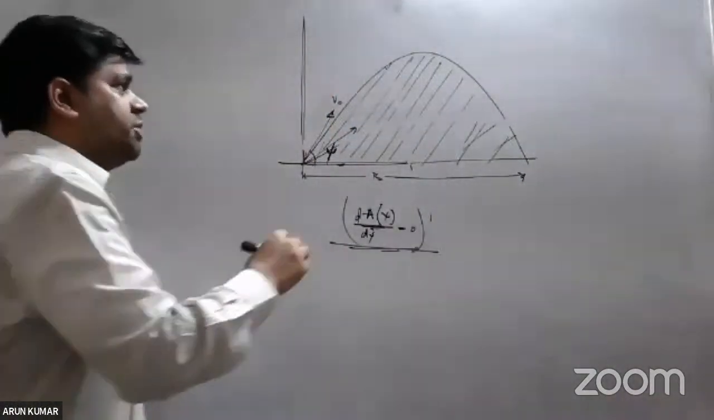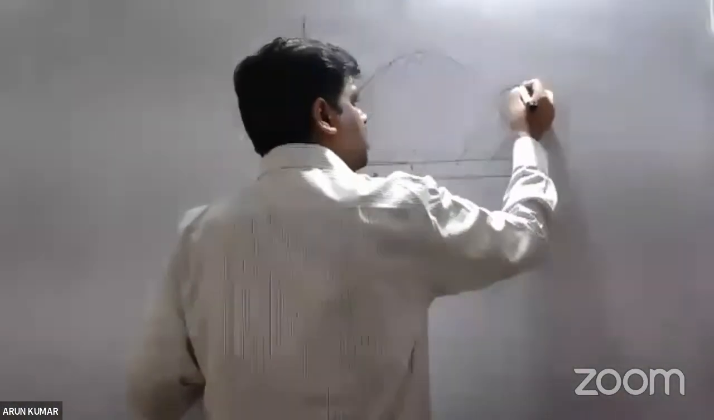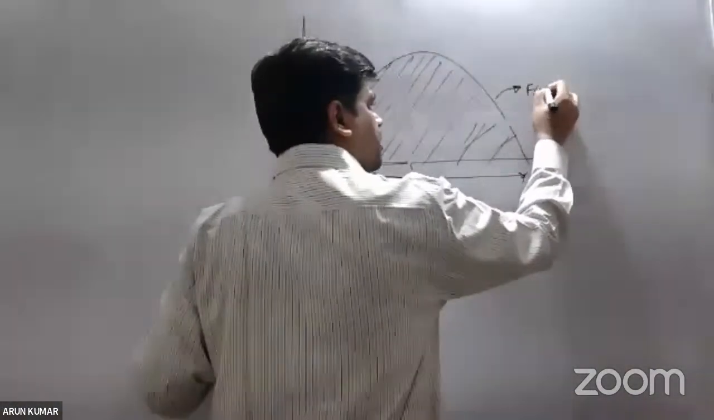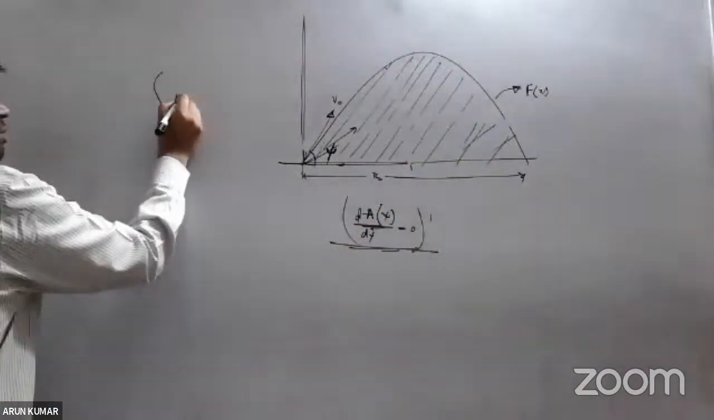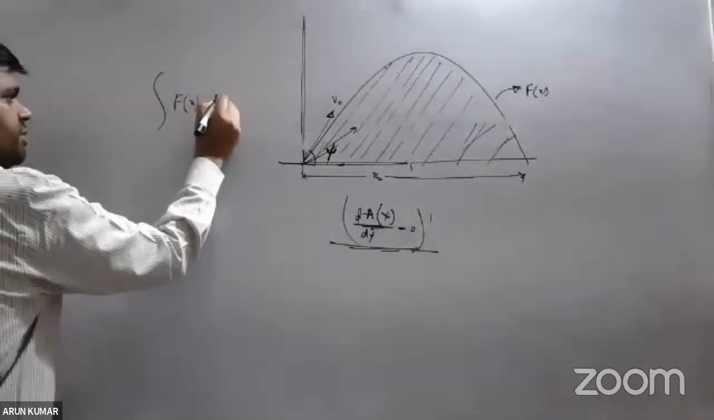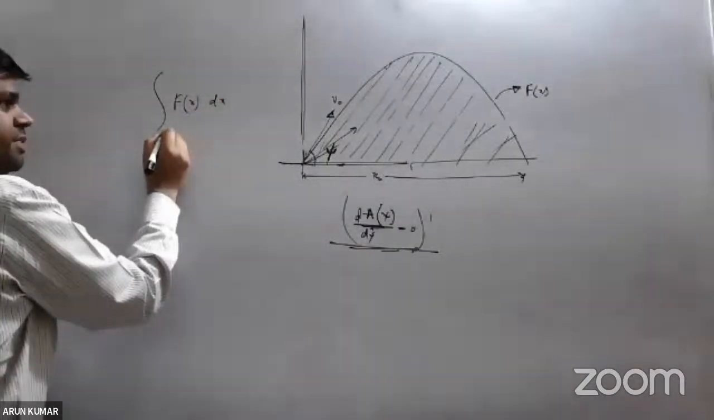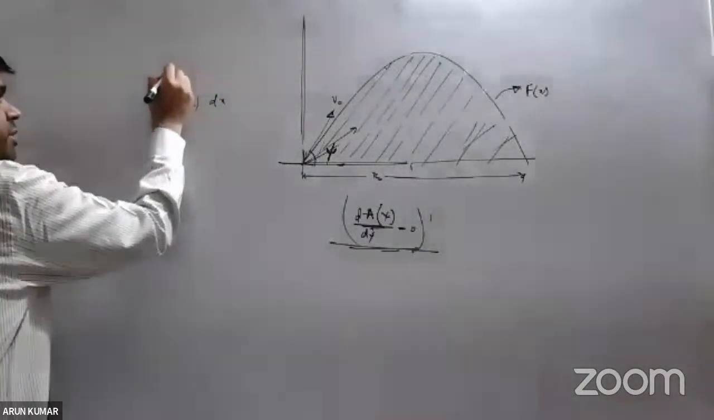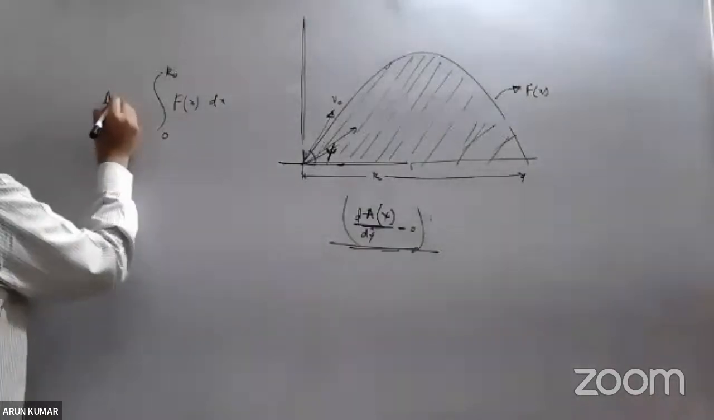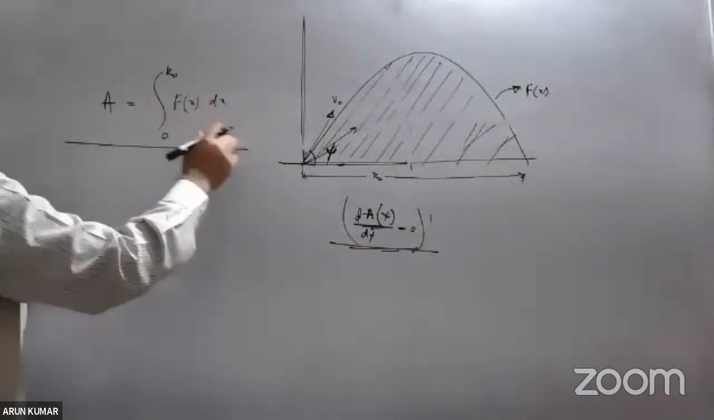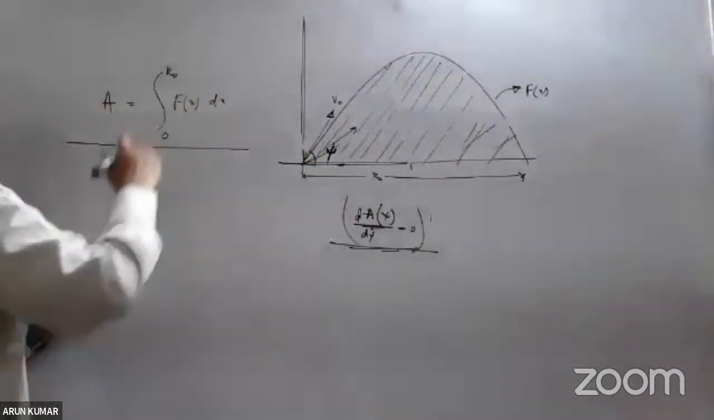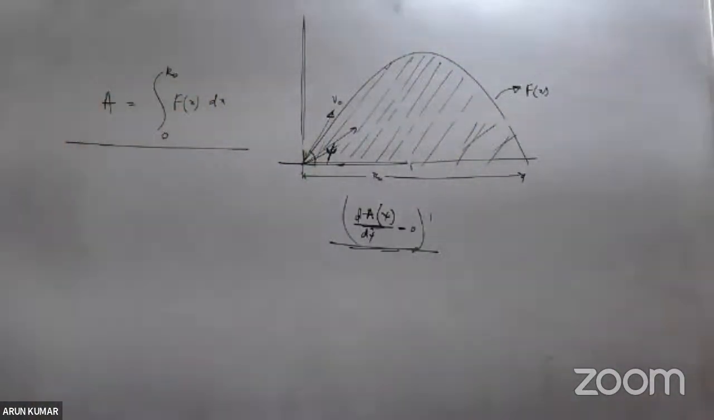Now, if I know this function f of x and I integrate this function f of x with respect to x, that is, f of x dx from 0 to r, I'll get the area. You all agree? A definite integral, or the area under this graph, is equal to this definite integral, the integral of f of x dx from 0 to r.